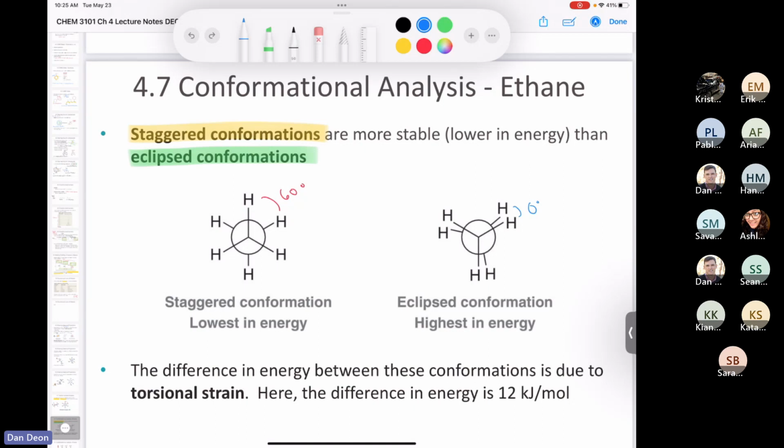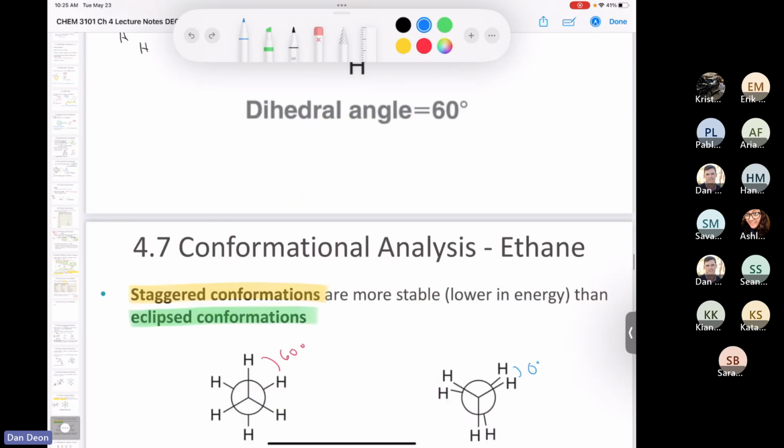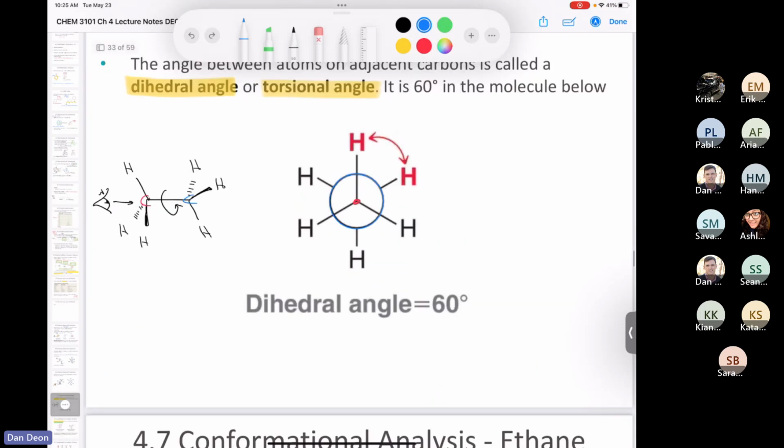So somebody asked me in the chat, how do you know what is going into the page and out of the page? So if we go back here, when we have a dash, when the line is dashed like this, this is going into the page, going in. And when you have a wedge, this means it's coming out. So coming out of the page.